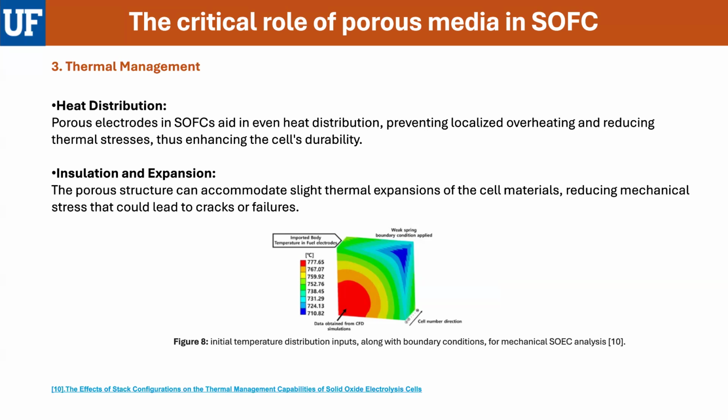It also affects insulation and expansion. The porous structures of SOFCs allow for slight thermal expansion of materials without inducing significant mechanical stresses. As the cell heats up, typically from 800 to 1000 degrees Celsius, the ability to accommodate thermal expansion prevents cracks or material failures. This flexibility is crucial for maintaining the long-term stability and performance of the cell. By reducing the thermal stresses, the porous structure enhances the durability and reliability of SOFCs during operation.